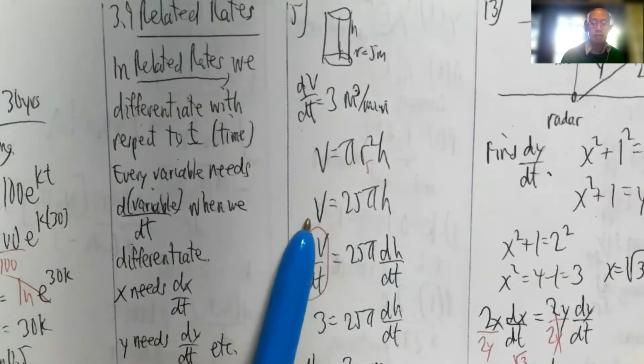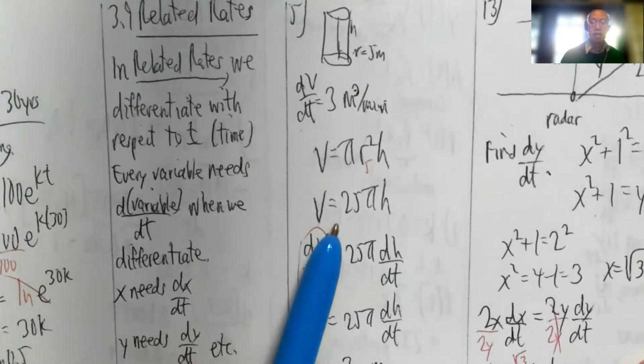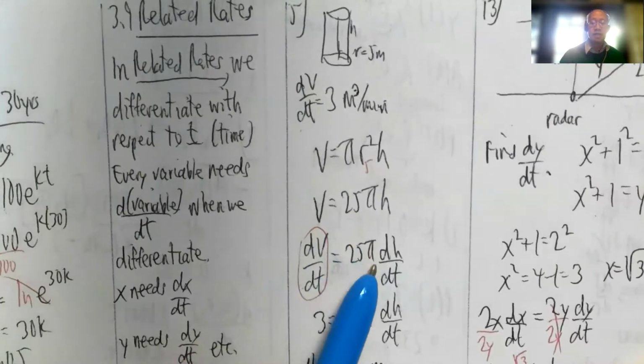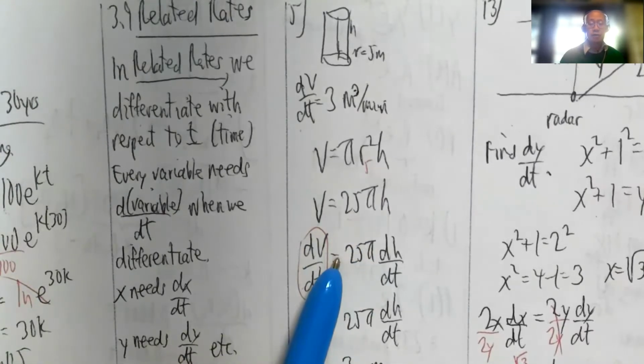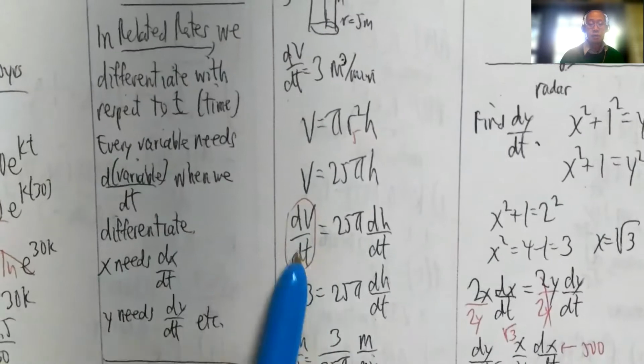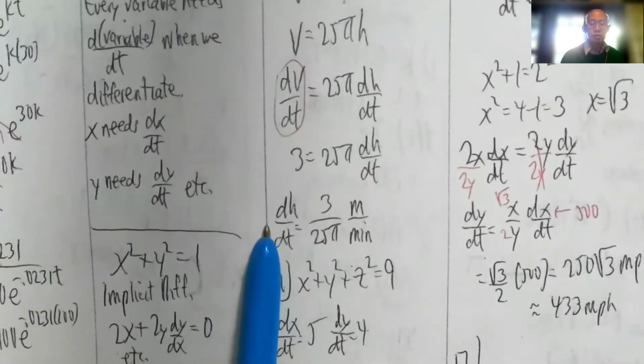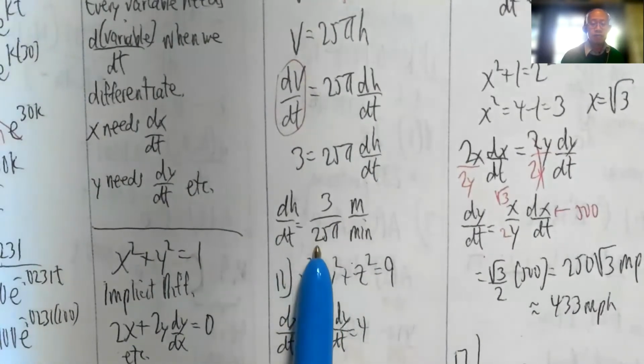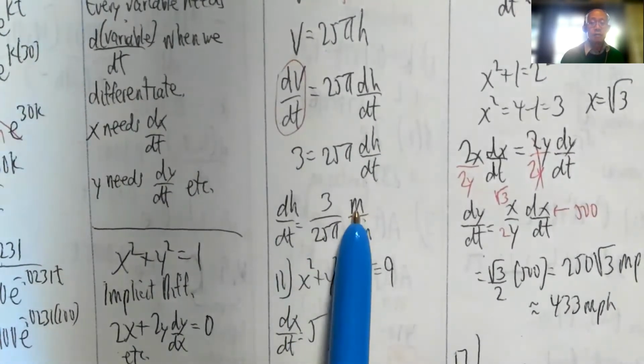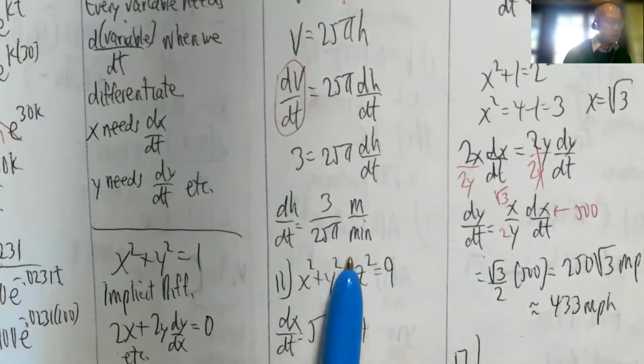You're going to differentiate with respect to time. dv dt equals 25 pi dh dt. So every letter gets a d letter dt. Okay, I plug in 3 over here. 3 equals 25 pi dh dt, divided by 25 pi. So dh dt is 3 over 25 pi. And the units is meters per minute.